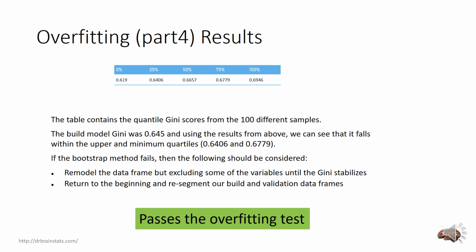Either remodel the data frame that excludes certain variables until the Gini stabilizes, or return to the beginning and resegment our build and validation data frames. But for now, we can proceed to the next test.